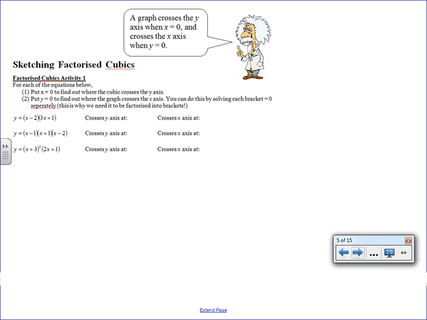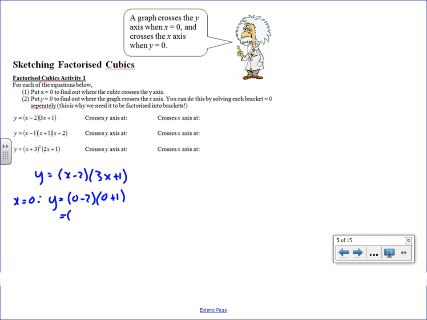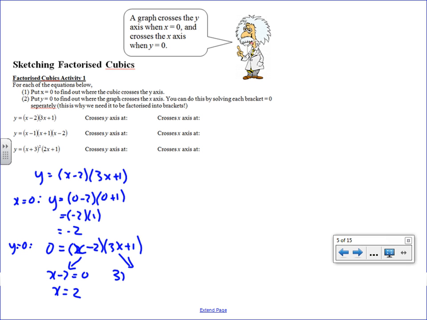So the first one isn't actually a cubic, it's a quadratic. It's only got 2 factors. So the y-intercept, this is the x minus 2, 3x plus 1, crosses the y-axis when x is 0. So we get y equals 0 minus 2, 0 plus 1, which is minus 2 times 1, which is minus 2. And it crosses the x-axis when y is 0. So when y is 0, we get 0 equals x minus 2 times 3x plus 1. So either this factor is 0, that would give x is 2, or this factor is 0, which would give x is minus a third.